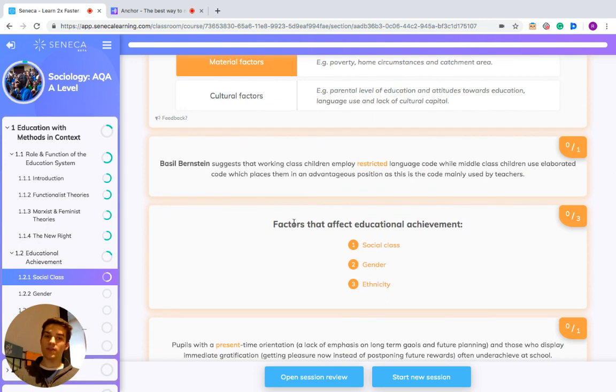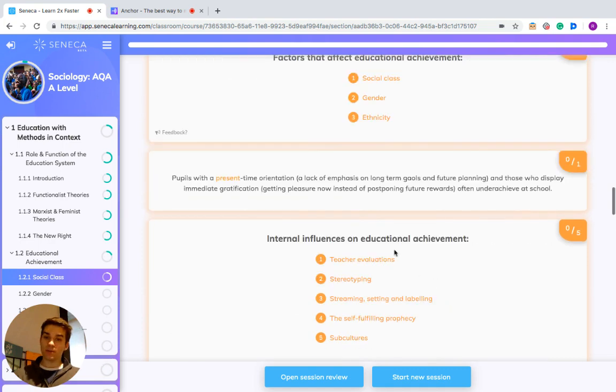And three things that affect educational achievement: social class, gender, ethnicity. You can also add race to that as well.